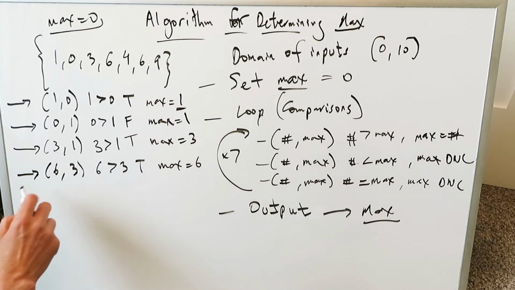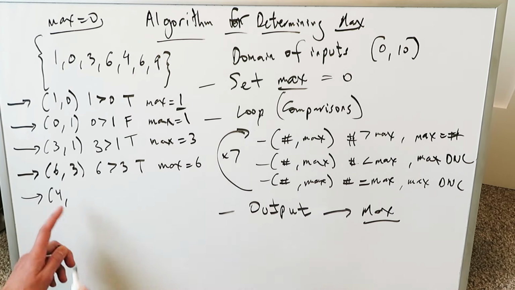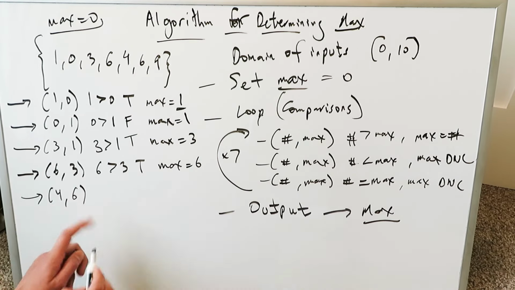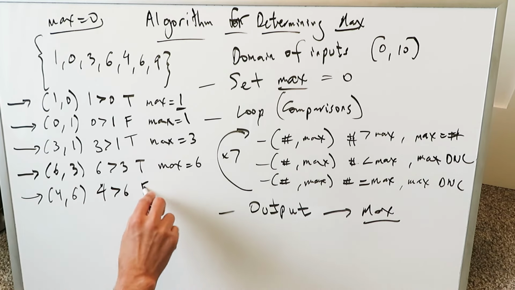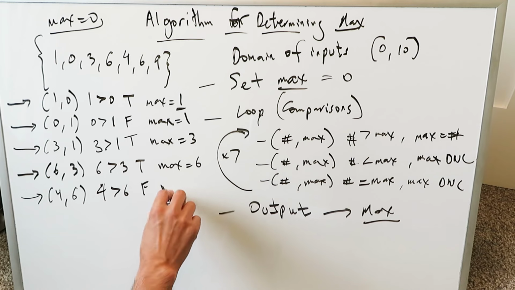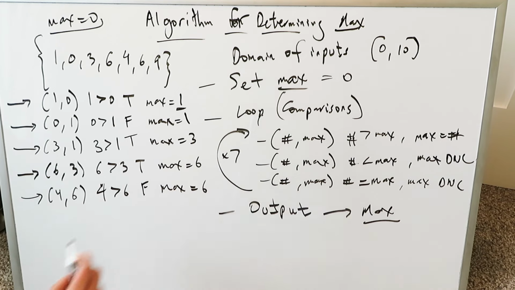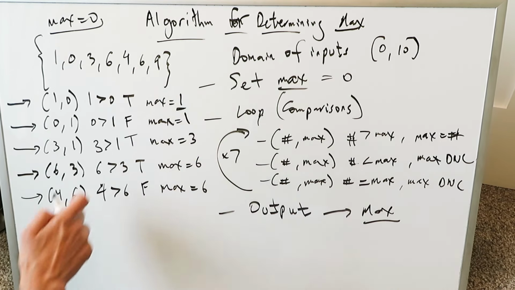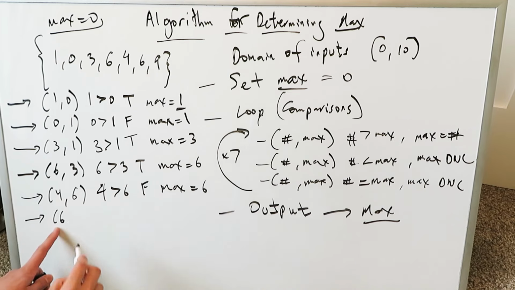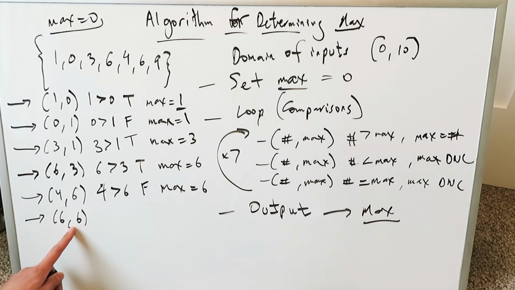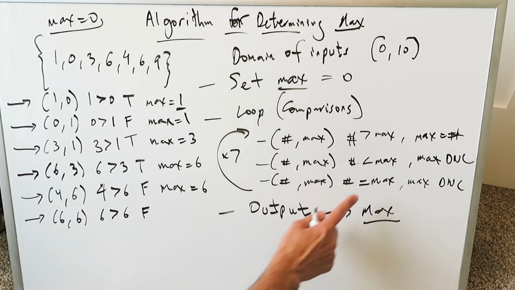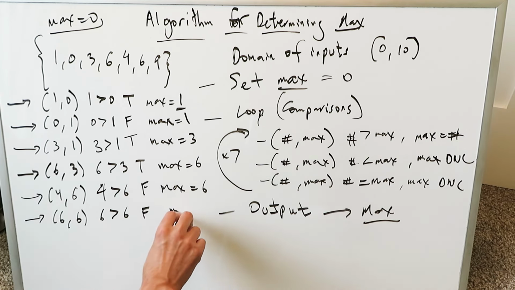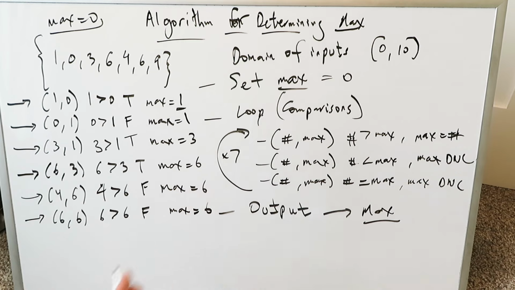Now we're at 4. Here we're doing a comparison between your test number and the existing max, which is now 6. Is 4 larger than 6? It isn't. It's false. You're looking at something like this. Therefore, the maximum should not change. It will remain as 6. Now we're here at 6. Now we're comparing your test number 6 with your existing max number of 6. Is 6 larger than 6? It's false. It isn't. But 6 is equal to 6. Therefore, your maximum should not change. It will remain as 6.